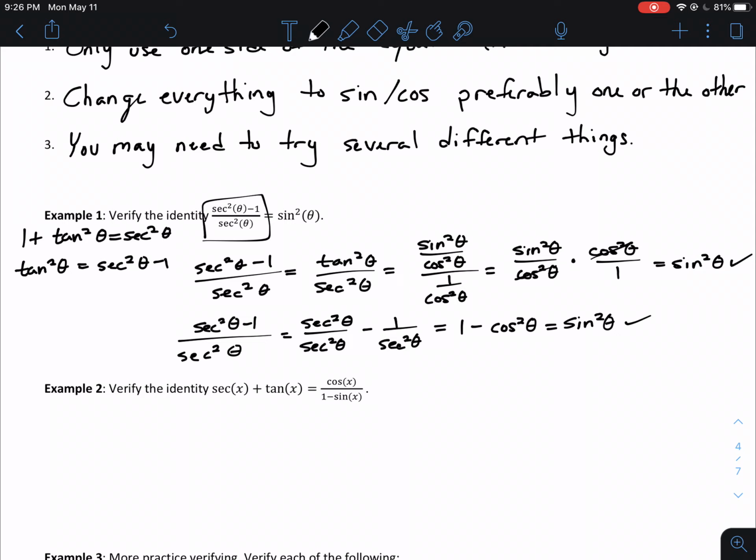So it's kind of cool. There's a bunch of different ways that you can work through each of these problems, which kind of lets you have a little bit more freedom in how you work through them.